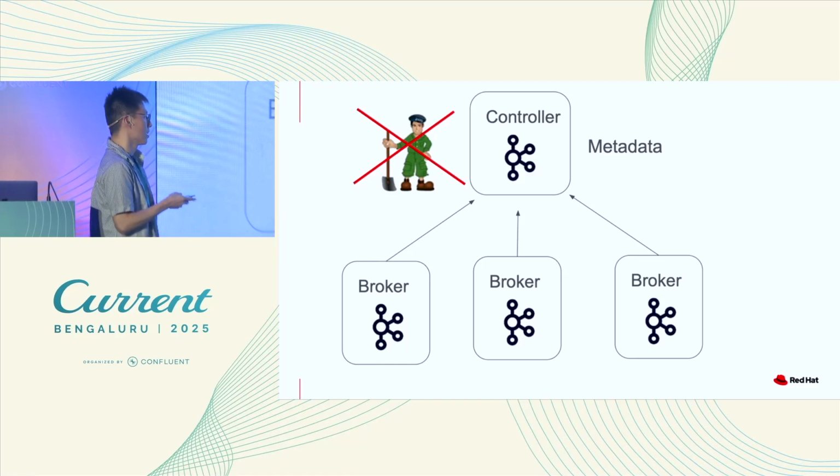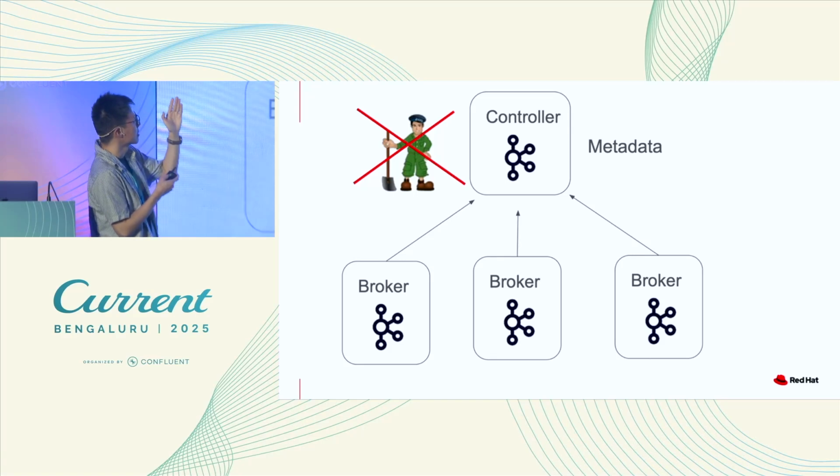So as the role of a broker, all you need to do is handle requests from the client and then store data in your storage. So basically, that's it. You don't have to worry about controller responsibility anymore. So that's a good improvement. That's why we think that the ZooKeeper removal is very important.